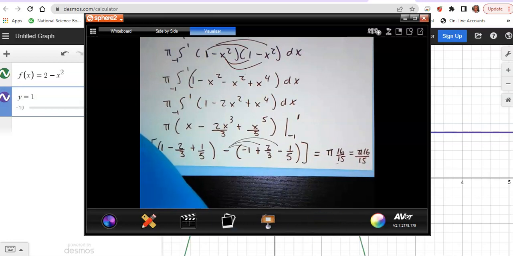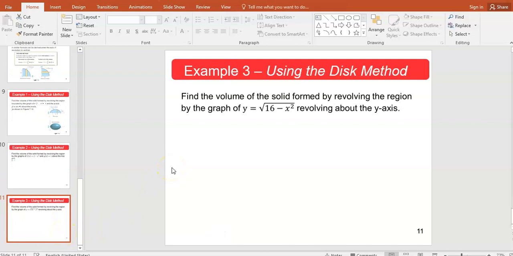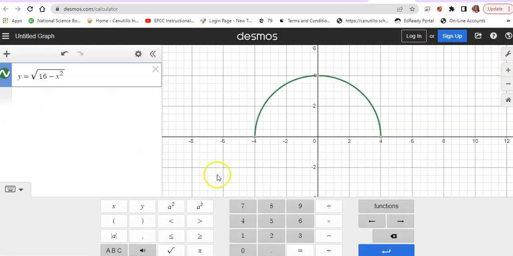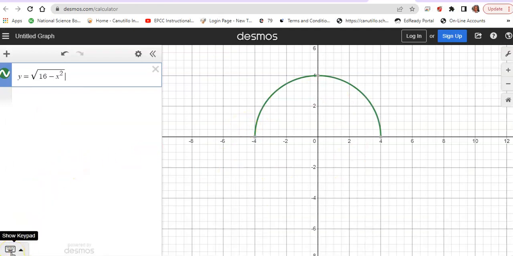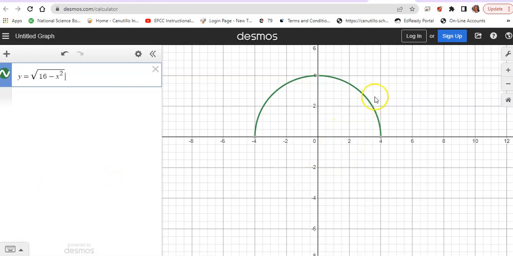Example number 3, right here. We have to find the volume of the solid from revolving the region y equals the square root of 16 minus x squared, but now it's revolving on the y-axis. So I'm going to go to my function and graph it. Here is how my graph looks. I click here on the keypad to get more options, and here's the square root. In this case, we're rotating it this way.